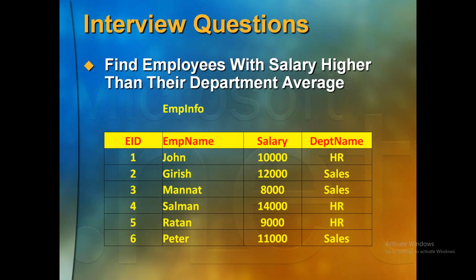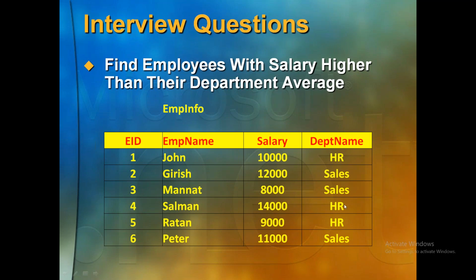See, this is one beautiful question people asked the other day. Find employees with salary higher than their department average. So I have John, who is getting 10,000 per month. Girish is getting 12,000. Manat is getting 8,000. Salman 14,000. Ratan 9,000. Peter 11,000. And these people work for the HR and sales departments. Find employees with salary higher than the department average.